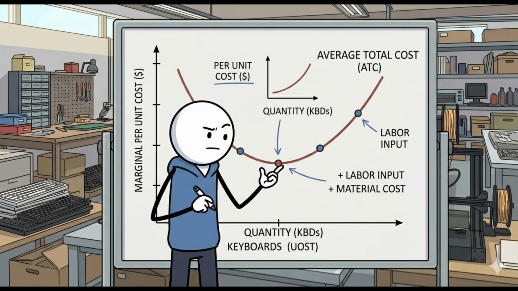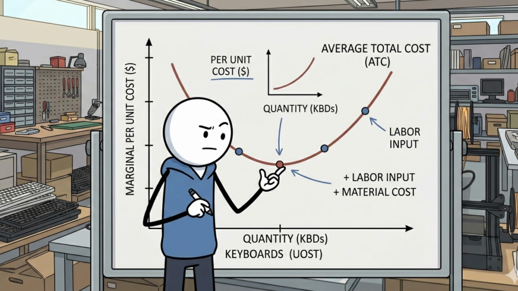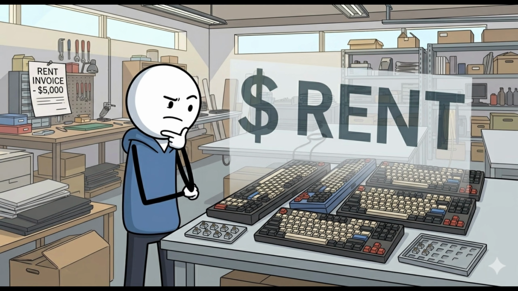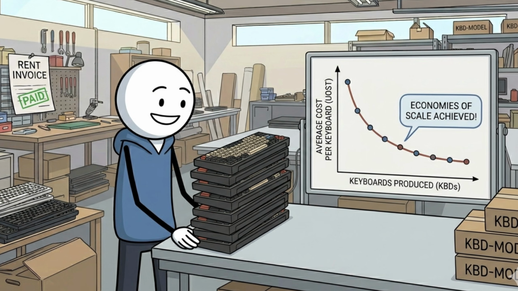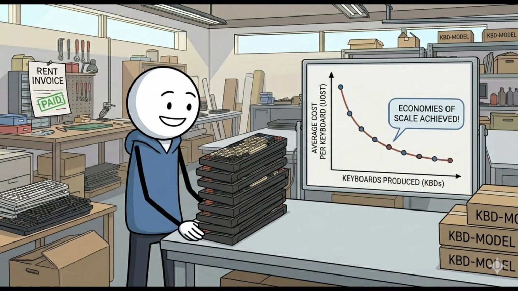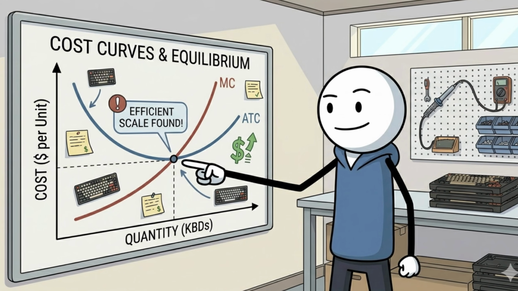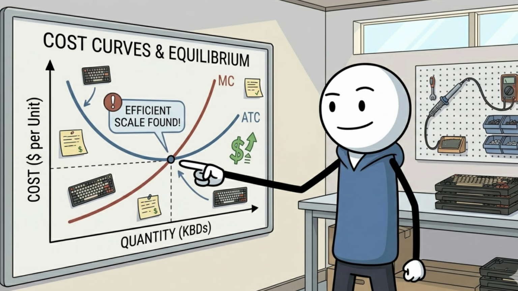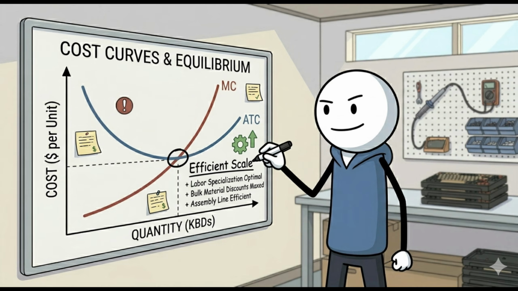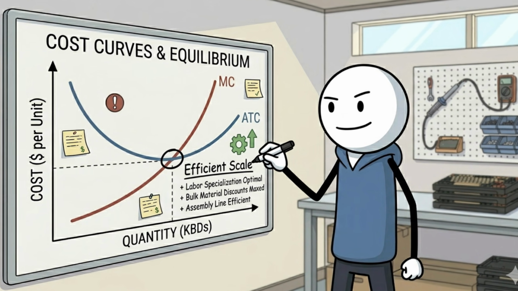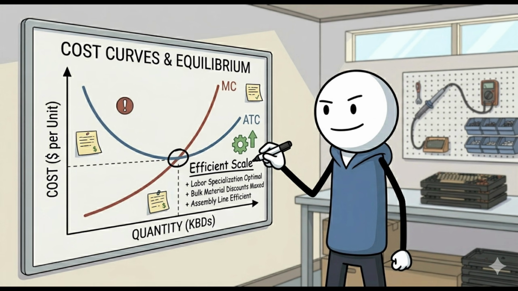This rising marginal cost interacts with John's average costs in a very specific way. To visualize this, imagine John's average total cost, ATC, as a U-shaped curve. At low levels of production, his average cost is high because his fixed rent is spread thin. As he produces more, that average cost drops until it hits a turning point. That turning point is exactly where the rising marginal cost curve intersects the average total cost curve. Economists call this the efficient scale. It is the quantity of output that minimizes the average total cost per keyboard.